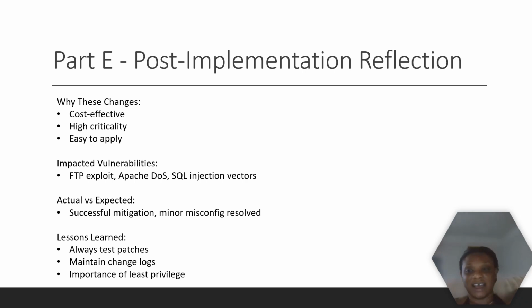Implementing changes. I applied three major changes. One, disabling anonymous FTP access. Two, updating Apache to a newer version. Three, removing or restricting access to phpMyAdmin. These were selected due to their criticality and ease of implementation.